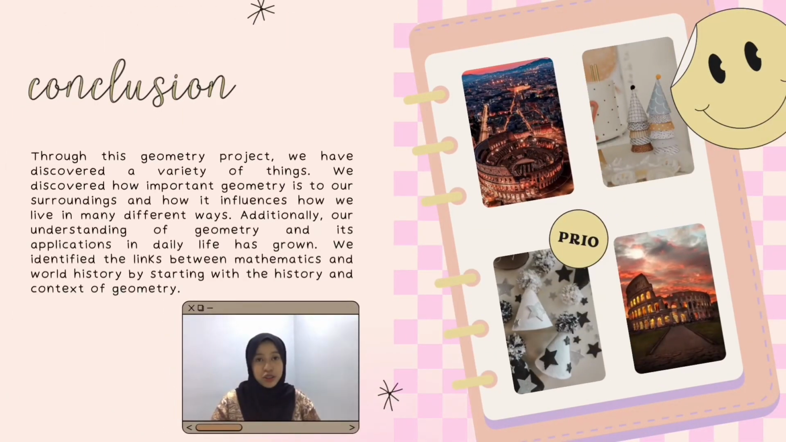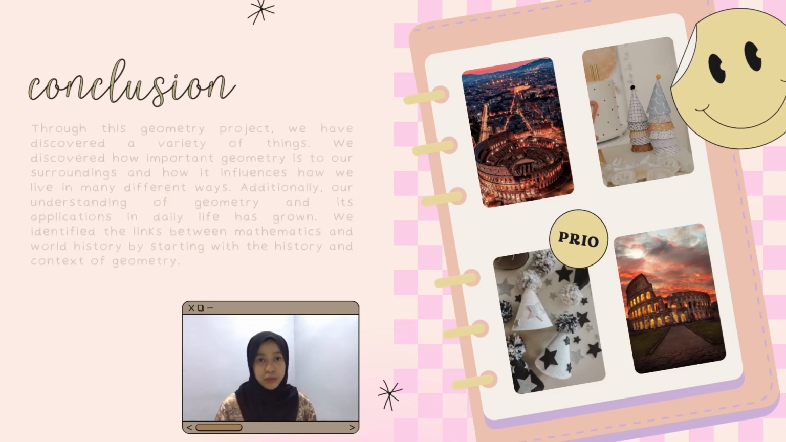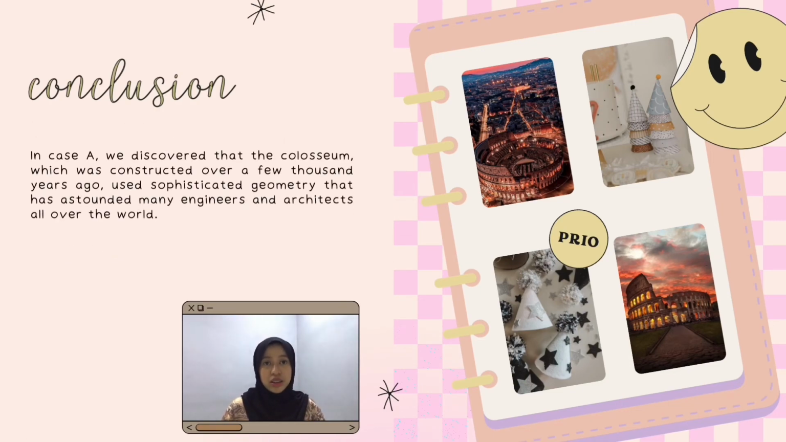In conclusion, through this geometry project, we have discovered a variety of things. We discovered how important geometry is to our surroundings and how it influences how we live in many different ways. Additionally, our understanding of geometry and its applications in daily life has grown. We identify the link between mathematics and world history by starting with the history and context of geometry. In case A, we discovered that the Colosseum, which was constructed over a few thousand years ago, used sophisticated geometry that has astounded many engineers and architects all over the world.